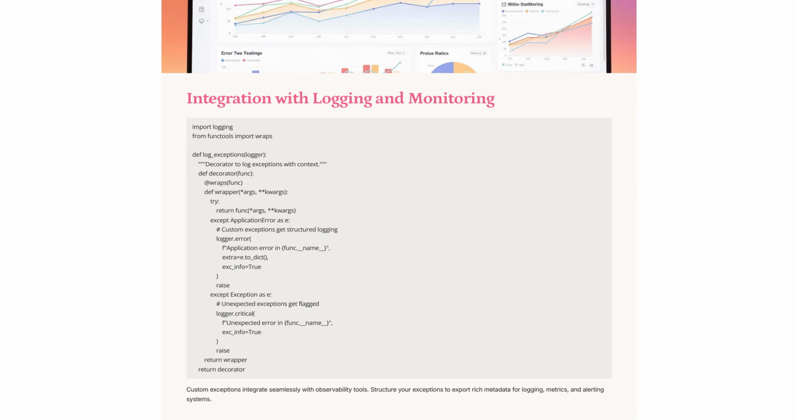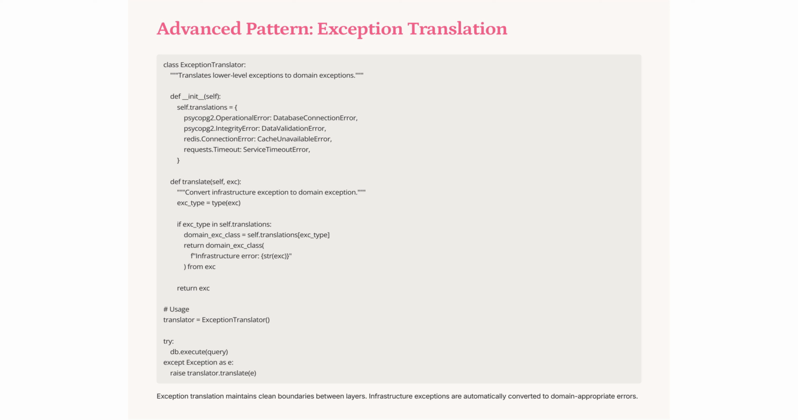Integrating custom exceptions with logging and monitoring enhances observability. Use decorators to log exceptions, providing structured data for application errors and flagging unexpected ones. This approach ensures that exceptions export rich metadata, aiding in logging, metrics, and alerting systems, thus maintaining robust error tracking and system reliability. Exception translation is crucial for maintaining clean boundaries between system layers.